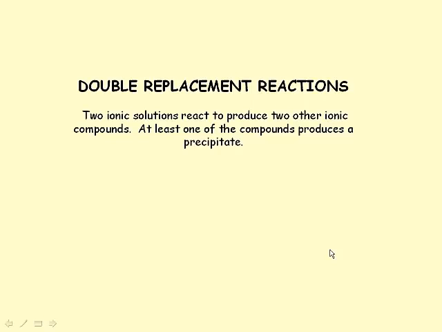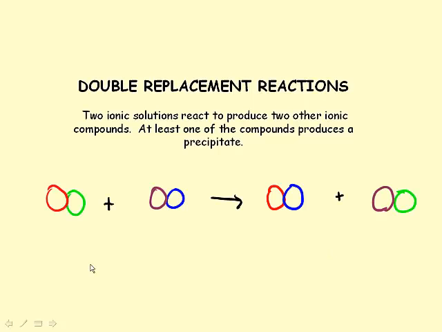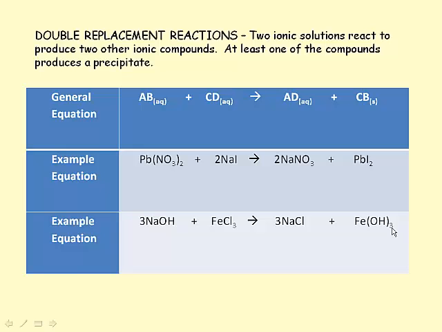Double replacement reactions. In double replacement reactions, 2 ionic solutions react to produce 2 other ionic compounds. At least one of the compounds produces a precipitate or a solid. In this case, we have substance AB reacting with substance CD to give us substance AD and substance CB. In a way, you can think of them as just changing their partners. Here's how that looks. AB plus CD gives you AD plus CB.